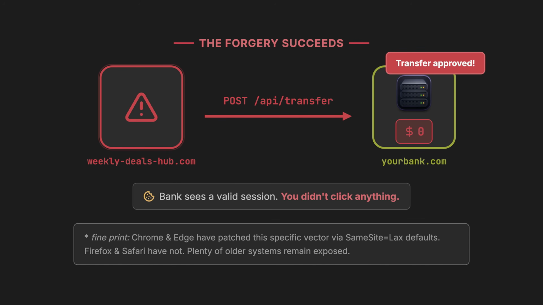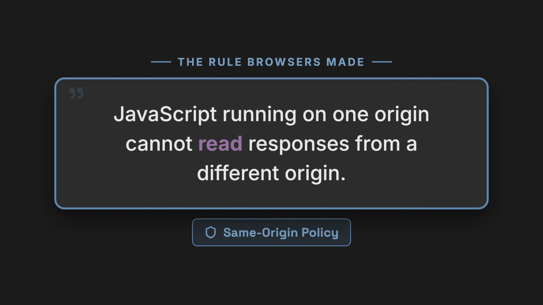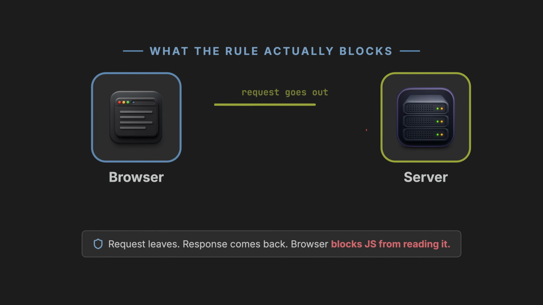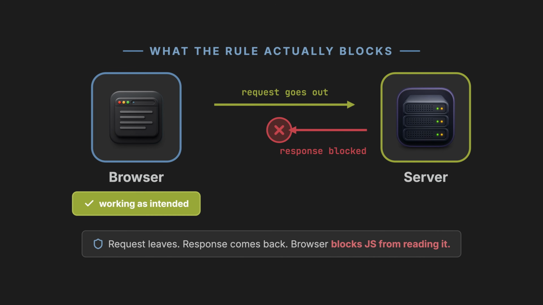Modern browsers like Chrome and Edge have made this specific attack harder, but plenty of older systems are still exposed. The threat model still holds. So browsers established a rule. For many cross-origin requests, the browser protects the response, not the request itself. But for more sensitive requests, there's a second layer that stops the request from leaving the browser.